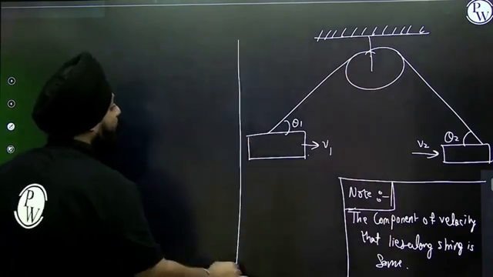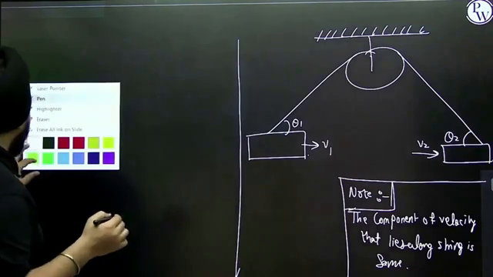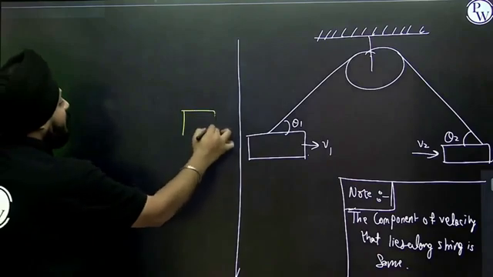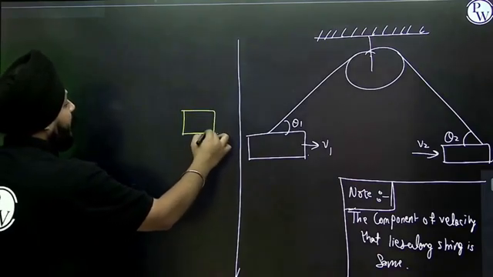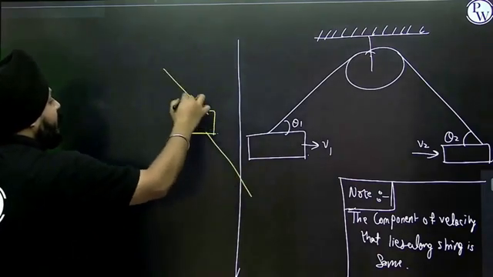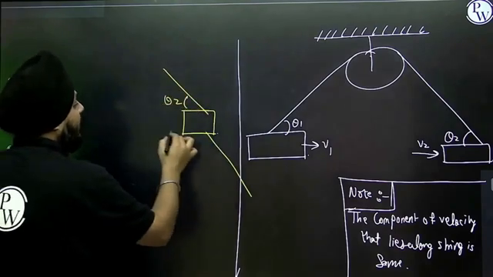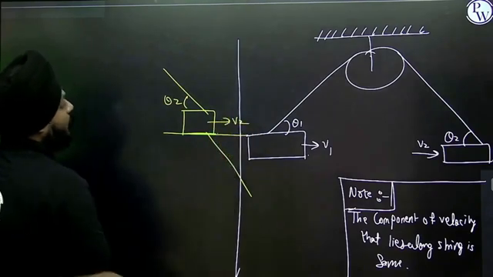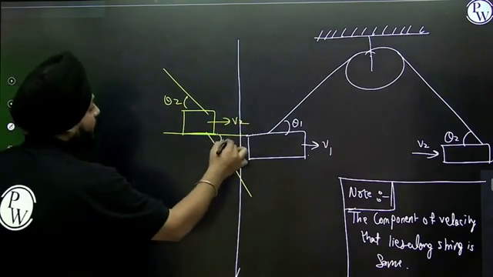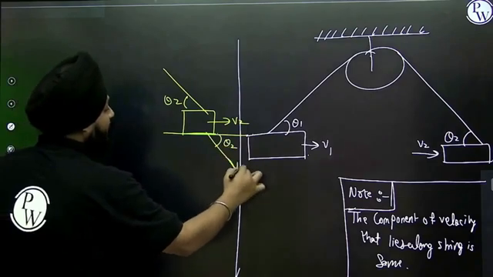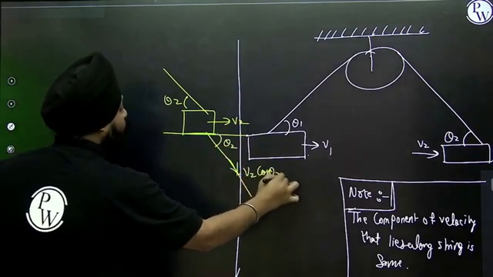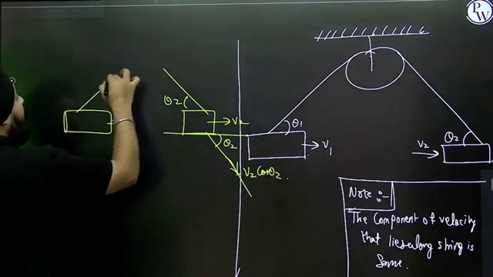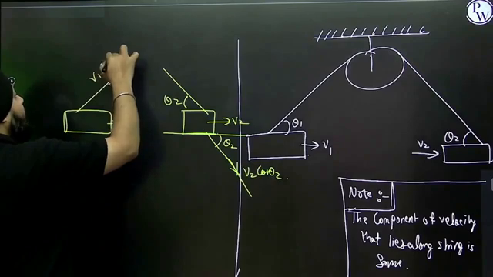So if I'm drawing the FBD for this, suppose this is block 2. If I'm extending this, this is theta 2. It is moving this way. This is V2. So this is also theta 2, and this component will be V2 cos theta 2. Similarly, this is V1, and this will be V1 cos theta 1.